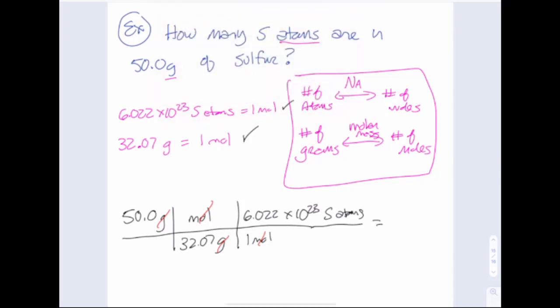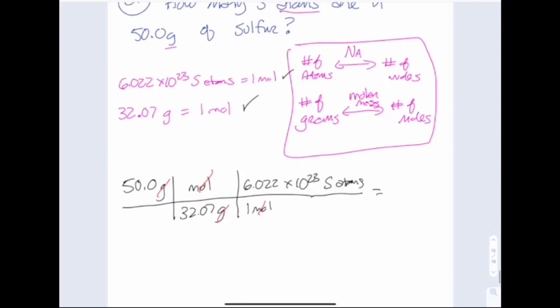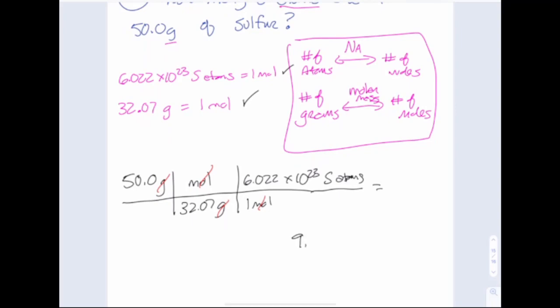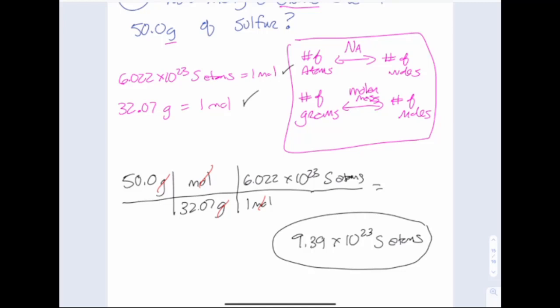So I'm going to plug this into my calculator. So 50 divided by 32.07 multiplied by Avogadro's number. And I got 9.39 times 10 to the 23rd sulfur atoms. Did you guys get the same thing, I hope? Cool.